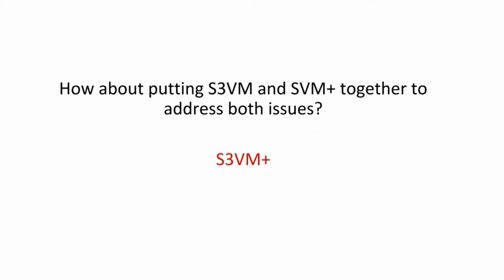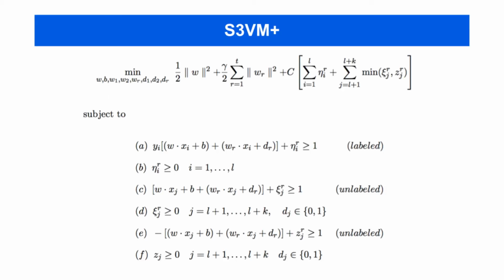To address both the human subjectivity and the lack of labeled data in our task, we put SVM Plus and S3VM together and introduce a new variant of SVM. We name it S3VM Plus. Our model learns with both labeled and unlabeled data like S3VM. In addition, we establish a correcting function for each bias group and incorporate them in the objective function and constraints similar to SVM+.